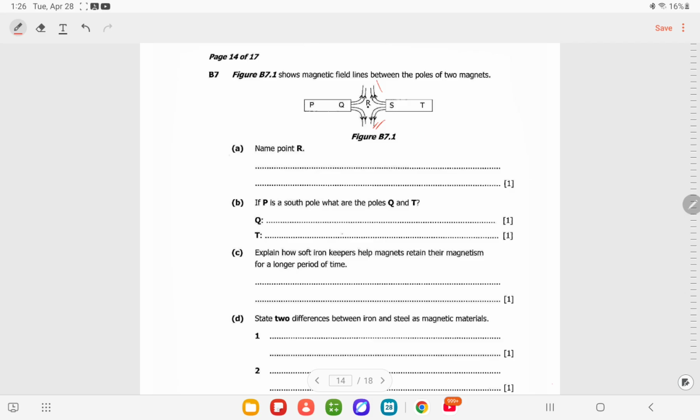So the concept which we're looking at is what we call magnetic field lines and the magnetic field. So we need to understand the difference between magnetic field lines and a magnetic field.